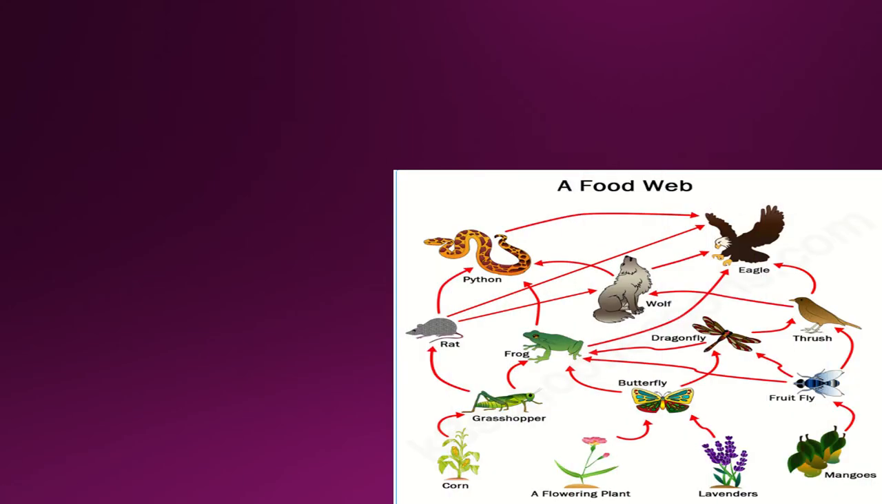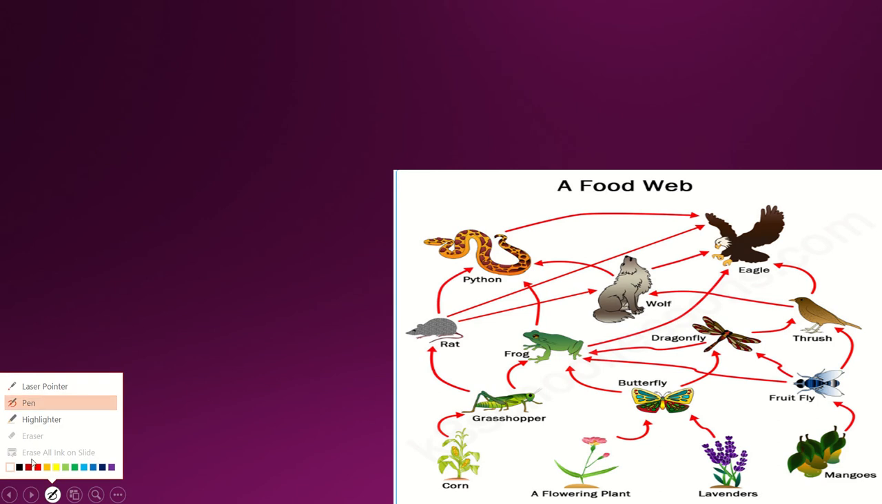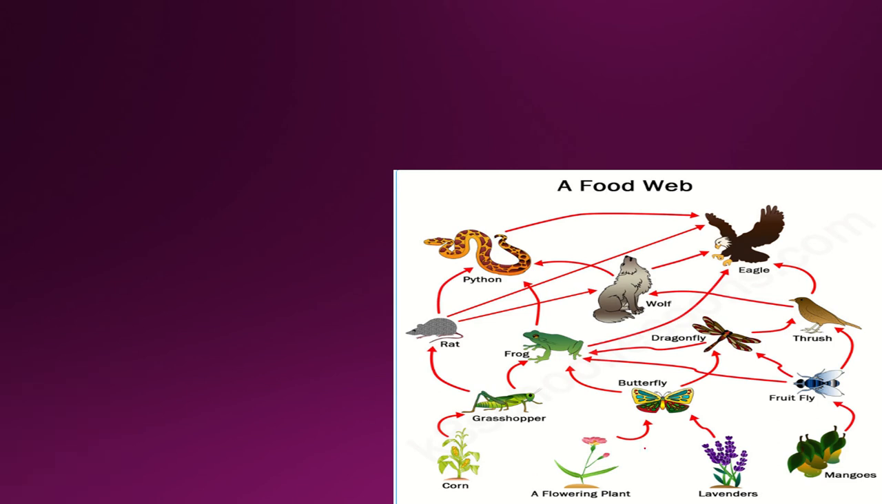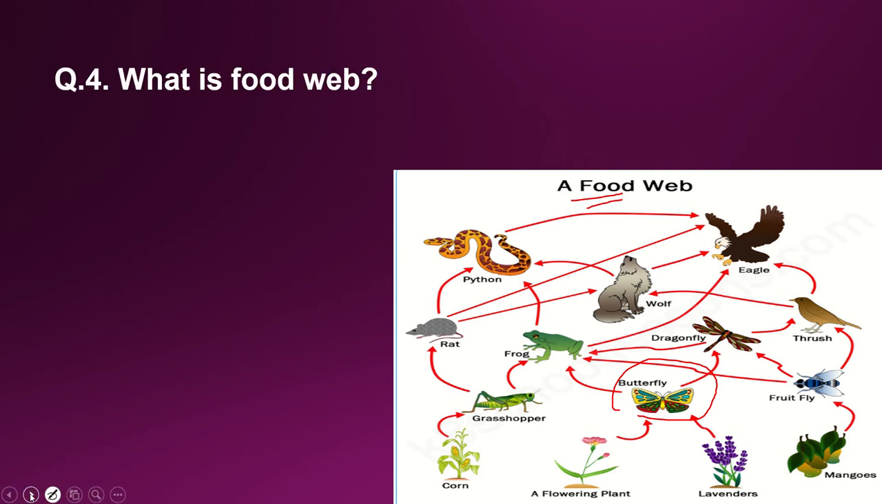So here you can see this is a food web, guys. Here are different types of plants and animals living together, and they depend on each other for food. For example, flowering plants and lavenders are eaten by butterflies, butterflies are eaten by dragonflies, frogs are eaten by eagles. So this is a web, like a spider web. This web is called a food web. That is the way energy flows from one organism to another organism.